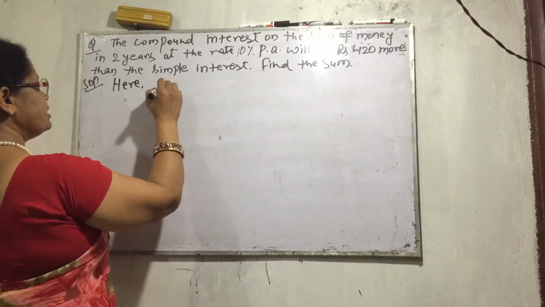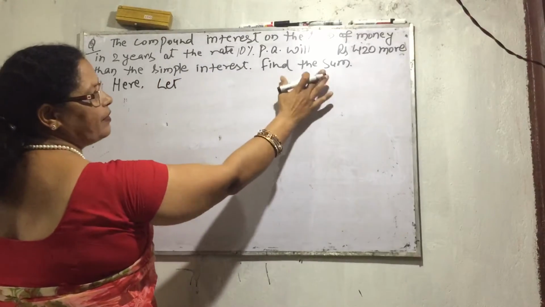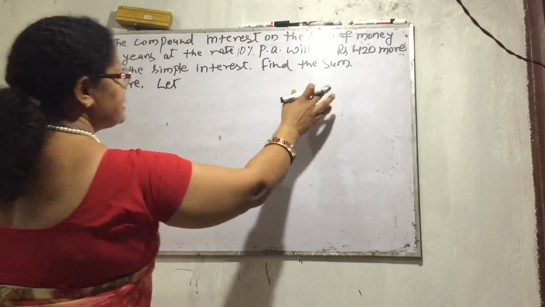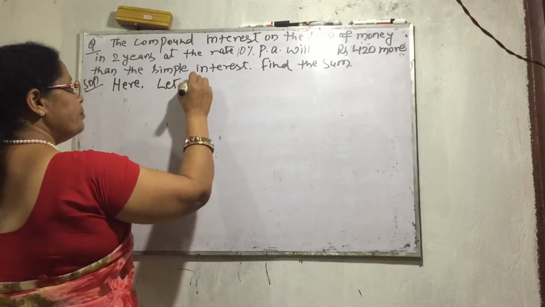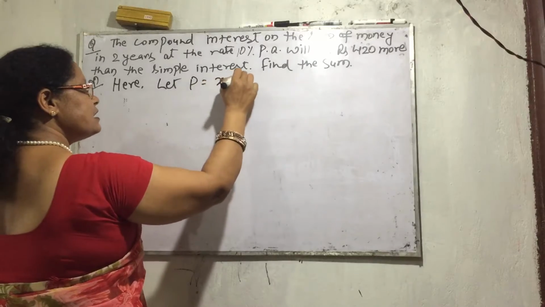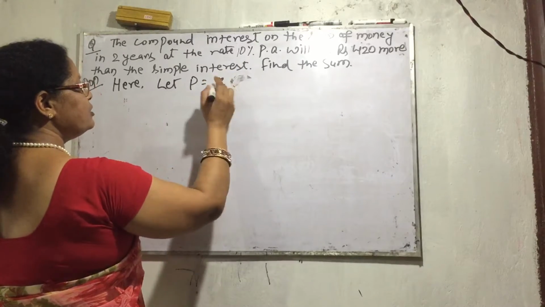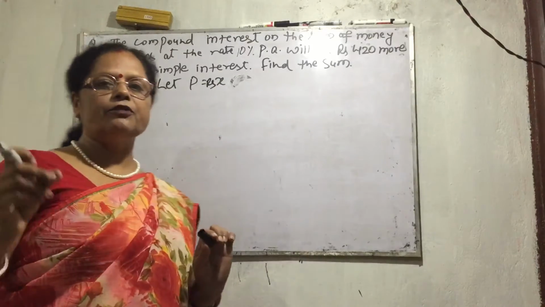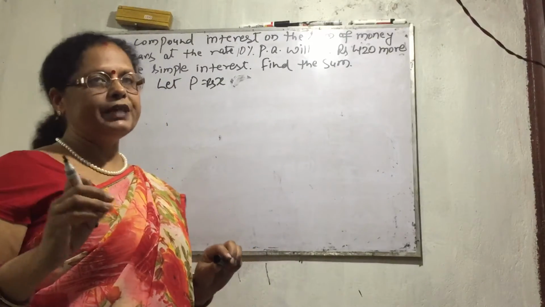P we have to find out. Find the sum. P is not given here. So find the sum is saying in question, so let P equal to X. Let P equal to rupees X. The unit of principal will be rupees.